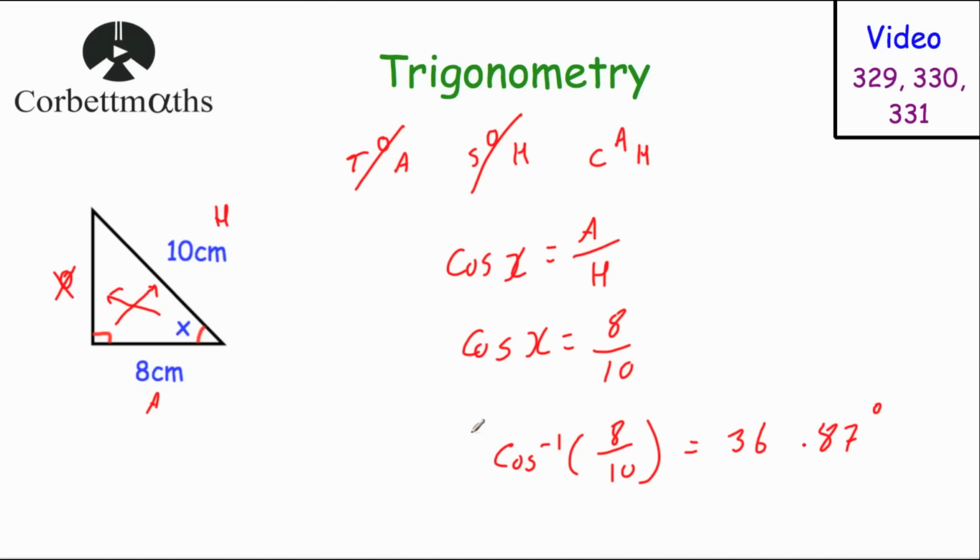And then finally, because we want to find the size of the angle, I press shift cos and then type in that 8 over 10, or you could type in 0.8 and press equals, and you get the size of the angle, and that's it.